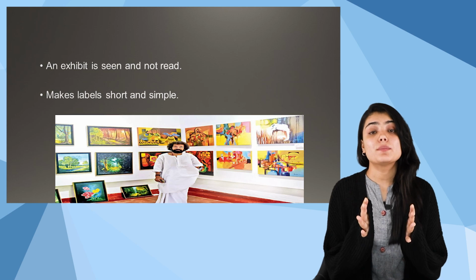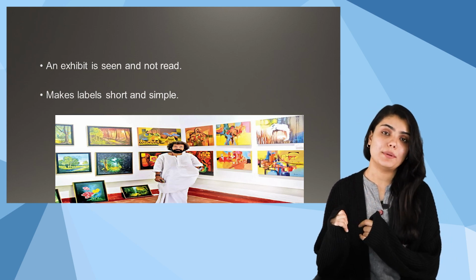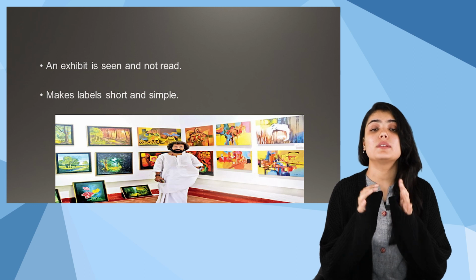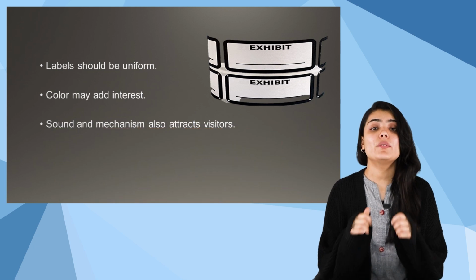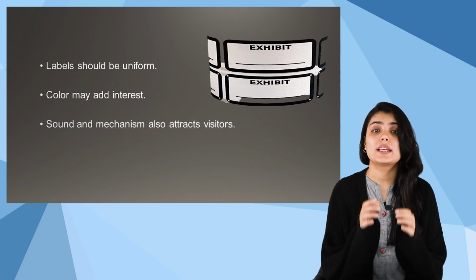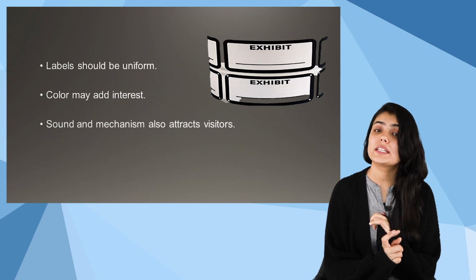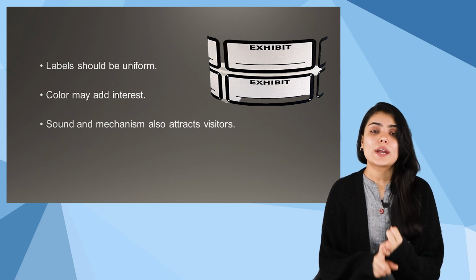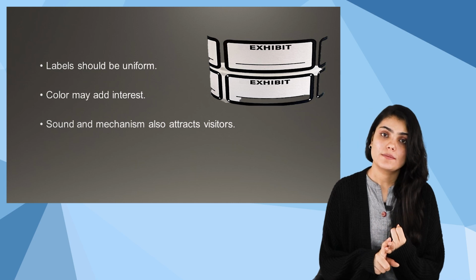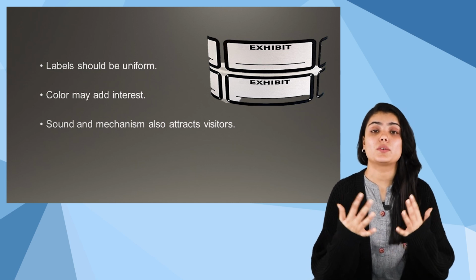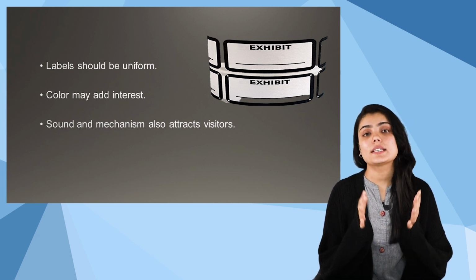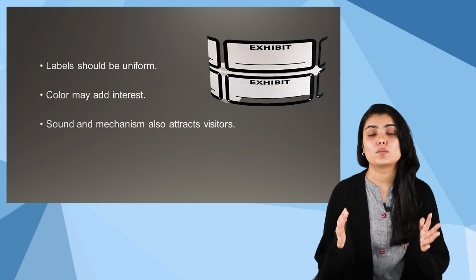The labels on the exhibits that we keep must be short and simple, right? As I said, it is not to be read. The labels must be short and simple, just for giving general information about the exhibit. Now, when we put a label on the exhibit, we must make sure that the labels are uniform. Uniformity should be there. Now, color, as I said, attracts people. Color may add interest. When we give the label or when we make the exhibit, we must try to make it colorful so that it attracts the people. And as discussed, sound and mechanism also attract more number of visitors. So all these things must be kept in mind while we plan for exhibition.